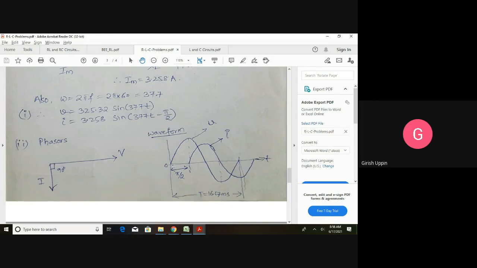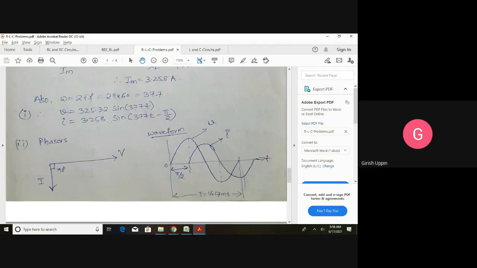Similarly, the waveform. This is the voltage waveform which starts at 0. This is the peak value, that is 325.32, and this is the time period. I didn't calculate the time period in the previous calculation, same frequency. That's why T is equal to 16.67 millisecond. Every problem you have to calculate it. Just T is equal to 1 by f is equal to 1 by 60. You get 16.67 milliseconds. So this is the time period.